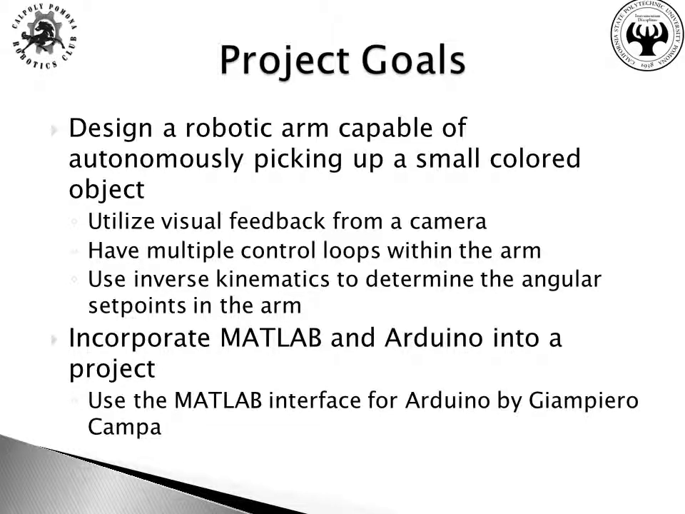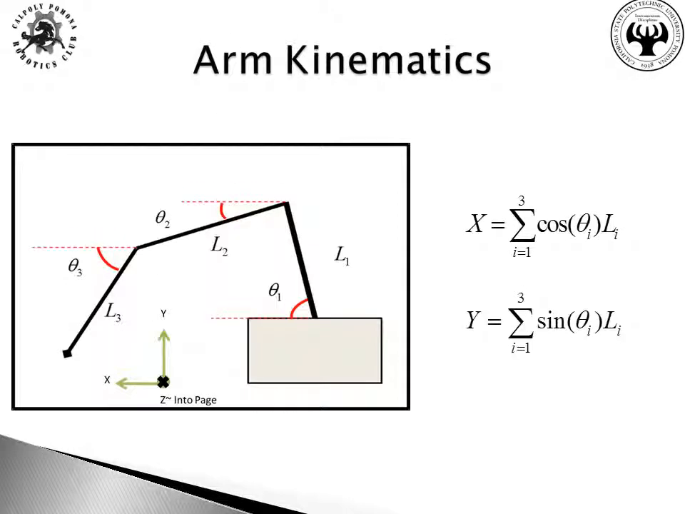To achieve the first goal, visual feedback was utilized from a USB webcam. Second, multiple control loops were utilized within the arm. And finally, inverse kinematics were used to determine angular set points within the arm.